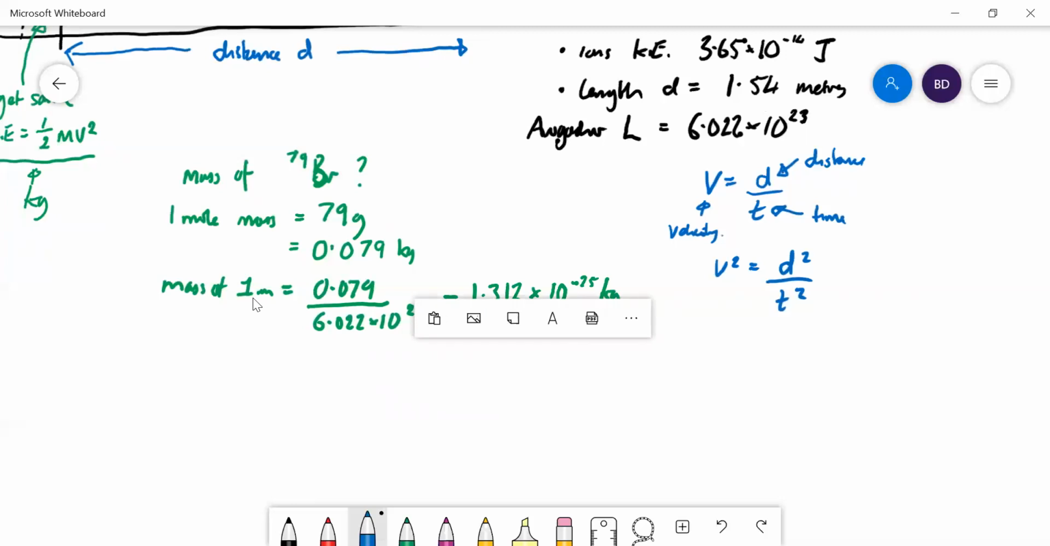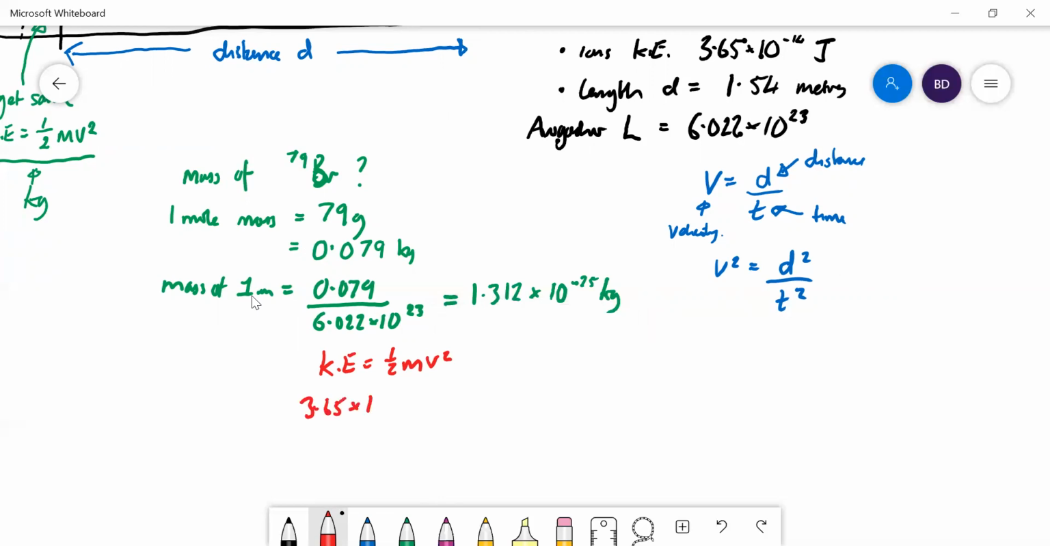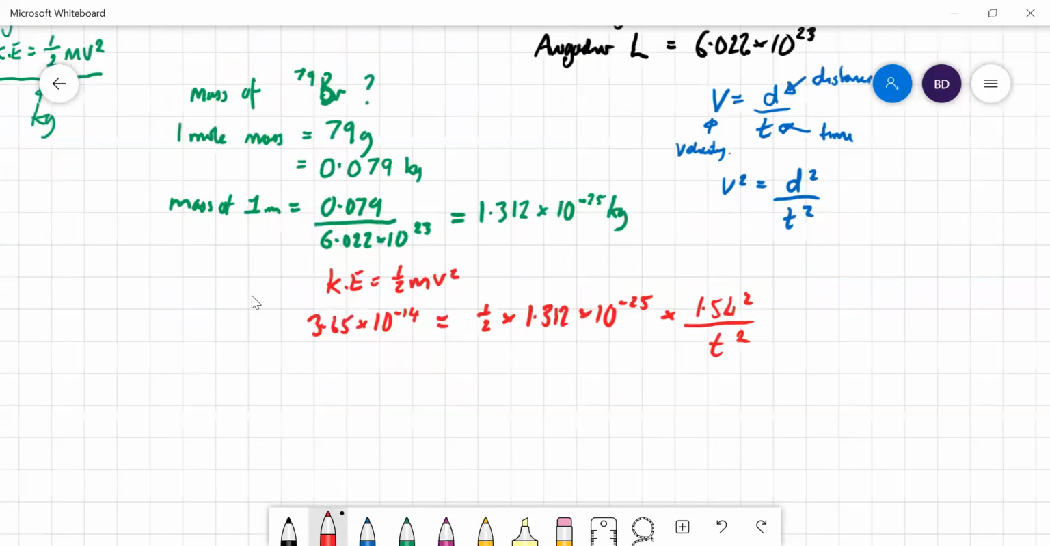We know the kinetic energy, half mv squared. They tell us the kinetic energy, 3.65 times 10 to the minus 14 joules, is equal to a half times 1.312 times 10 to the minus 25, multiplied by the distance squared, where the distance is 1.54, so 1.54 squared over the time squared. And the time is actually what we're trying to find out, isn't it? So let's do a bit of rearranging.